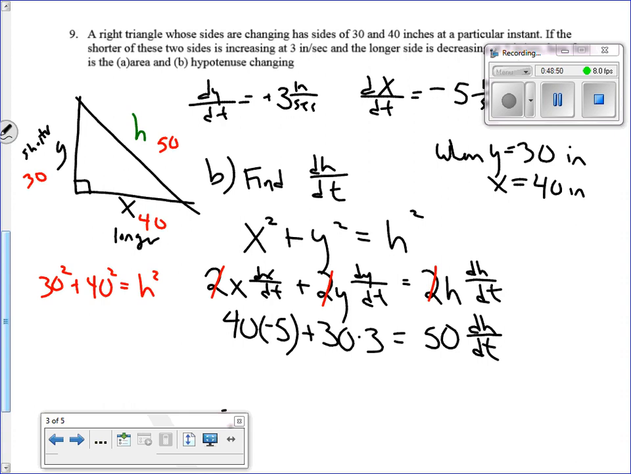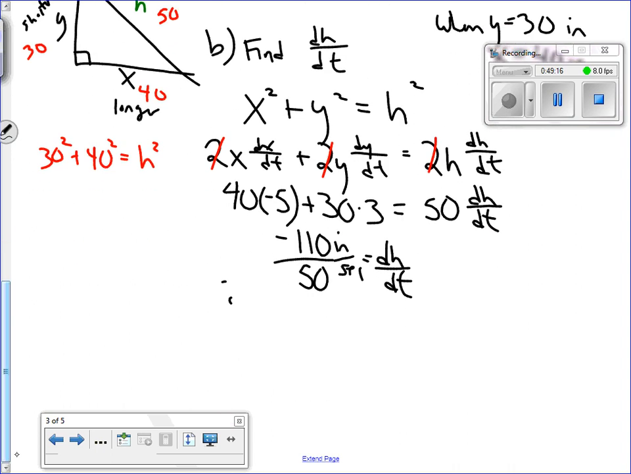So here we have negative 200 plus 90, so that's negative 110. And then I would divide that by 50 to get my dH/dt by itself. The units of length are inches, and units of time are seconds. And I can reduce this to negative 11 fifths. So the rate at which the hypotenuse is changing, dH/dt, equals negative 11 fifths inches per second. Okay, so that was 9.